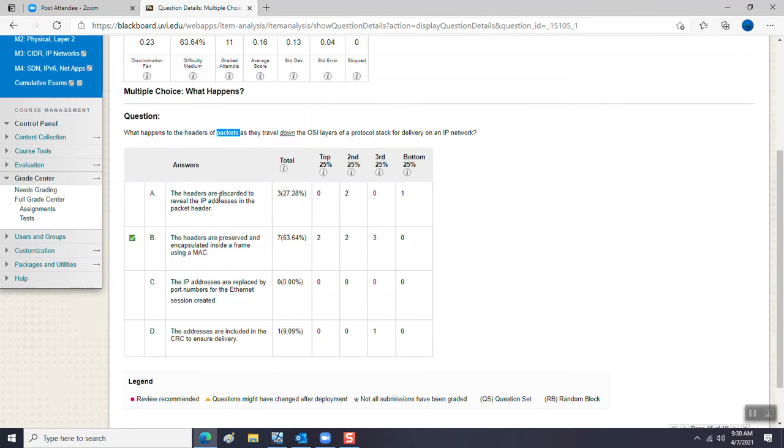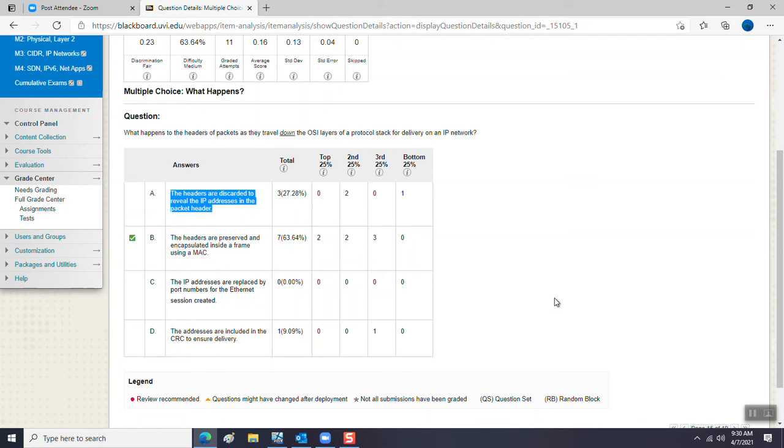The other answer choices are bogus choices. The one that most students chose in error, the headers are discarded to reveal the IP address in the packet header. That's wrong on several levels.